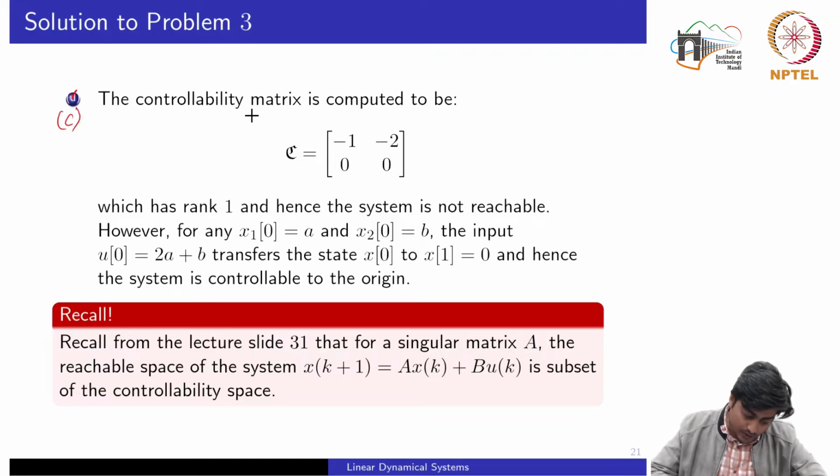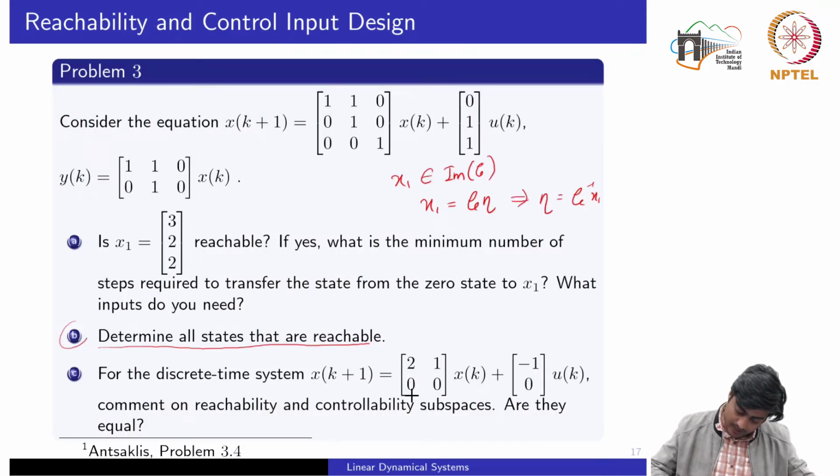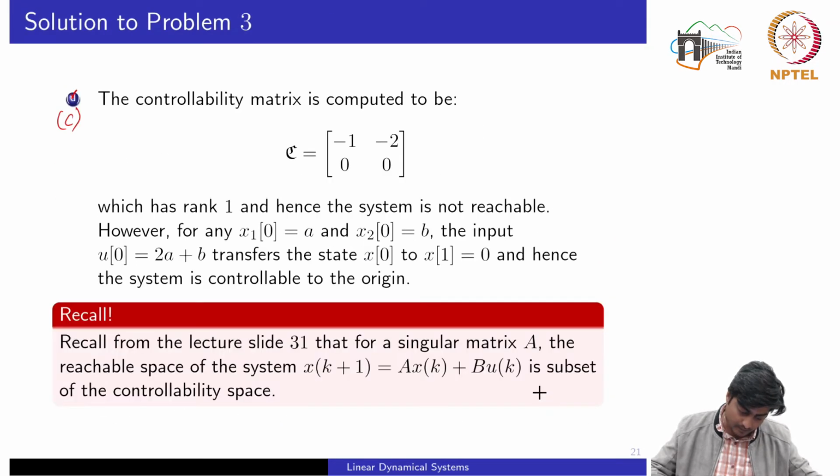So if you compute the controllability matrix for the matrices given here by this A and B, we want to comment on the reachability and the controllability subspaces, which you can do by computing the rank of the controllability matrix. So this has been done here. Now it is clearly visible that the rank of this matrix is 1, meaning to say that the system is not controllable. But at the same time you would notice that the matrix A is a singular matrix.